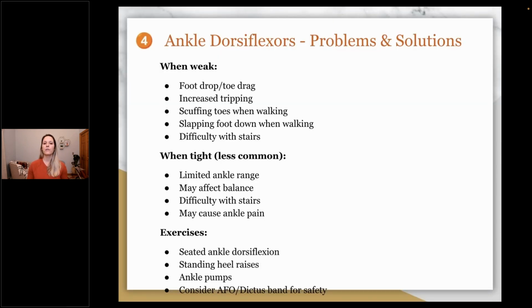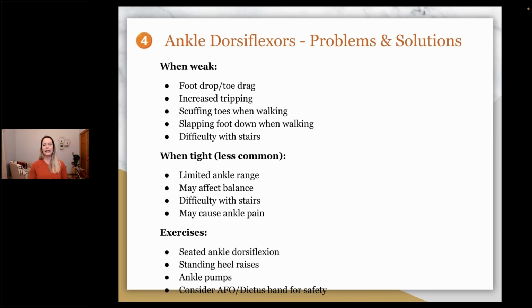So when your ankle dorsiflexors are weak, you will likely notice foot drop, toe drag, foot slap, foot drag. There's so many different names for it, but if any of those are words you've heard before, it is likely due to a component of weak ankle dorsiflexors. You might notice increased tripping, scuffing your toes when walking, slapping your foot down when walking. If you can hear your foot slap the ground with every step, weak ankle dorsiflexors, and difficulty going downstairs as well.